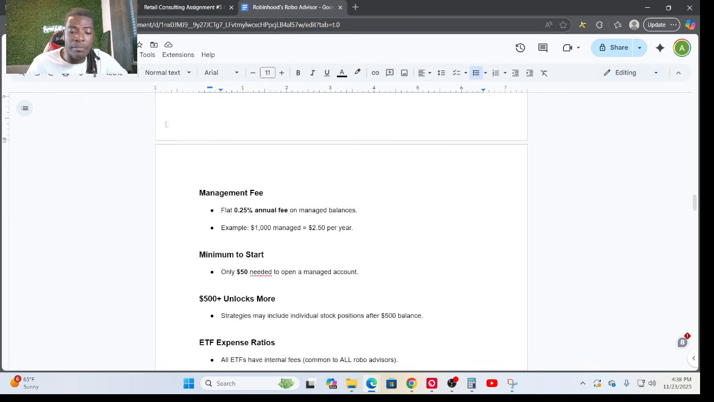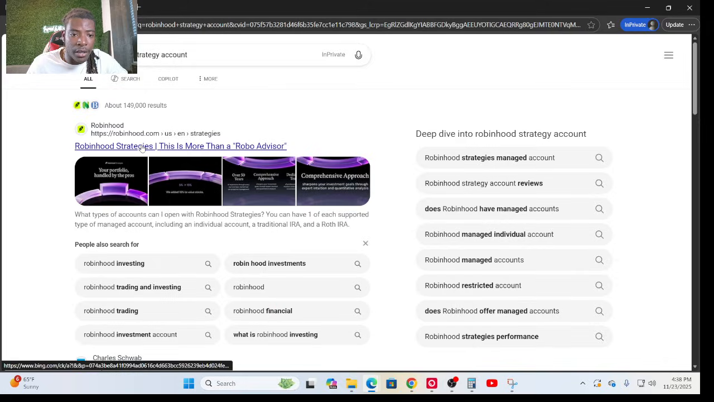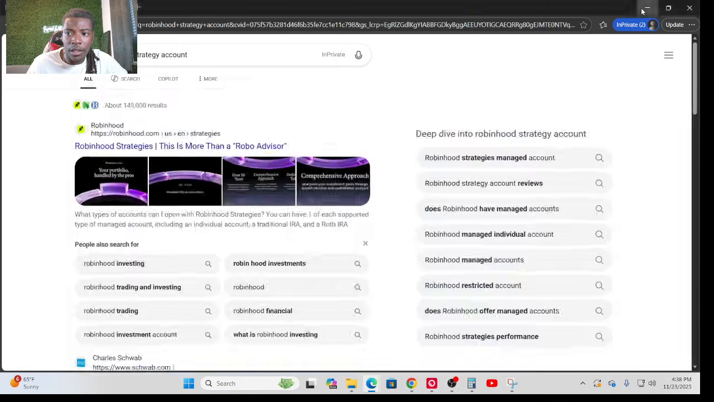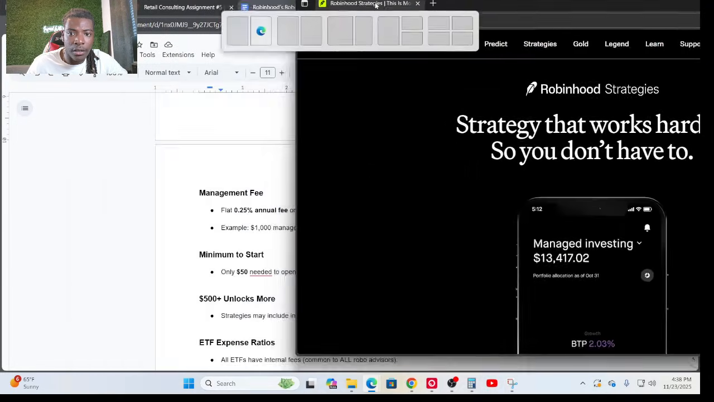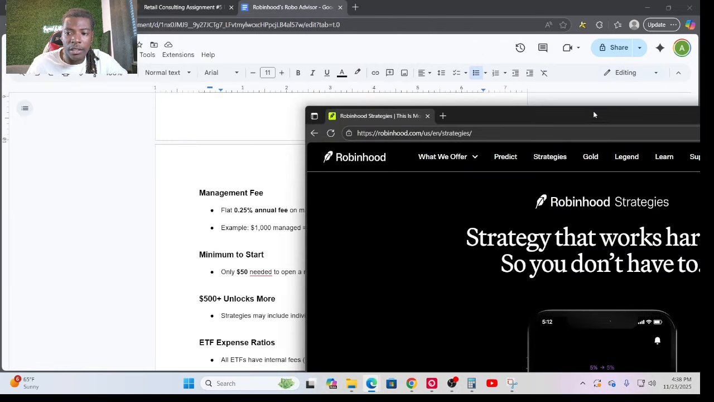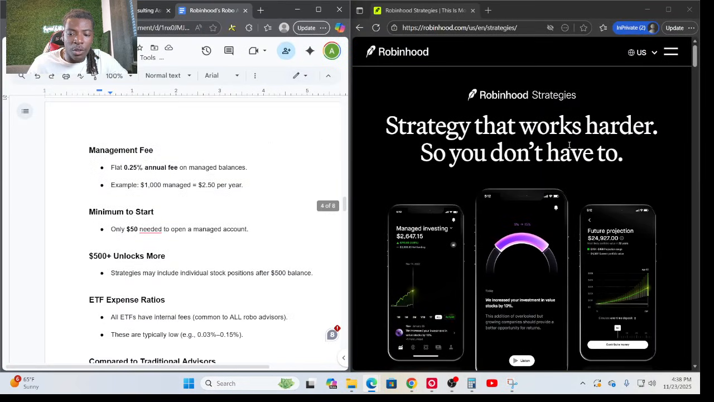Section 5, fees and minimums. So like I was telling you guys, let's go back over to the actual website. So yeah, it'll be right here. Can I add this actually onto, let's see. I want to see if I can actually add this here. Oh, you can't add it. Okay, that's kind of stupid. Okay, we'll just have it side by side.